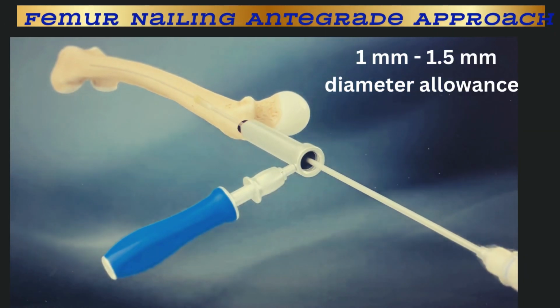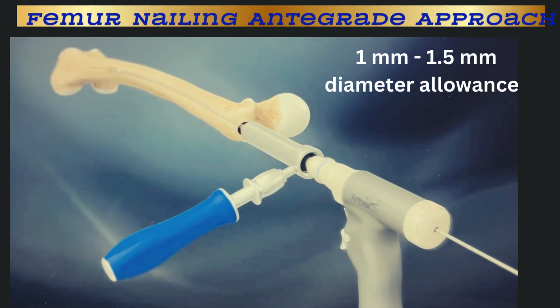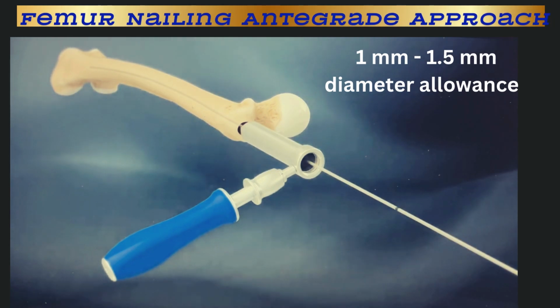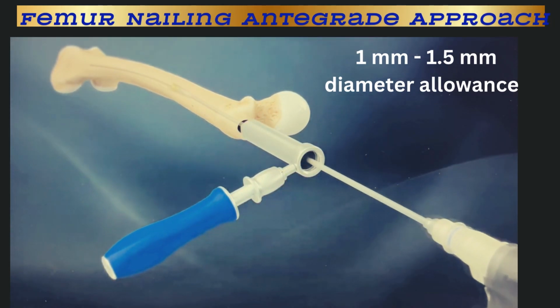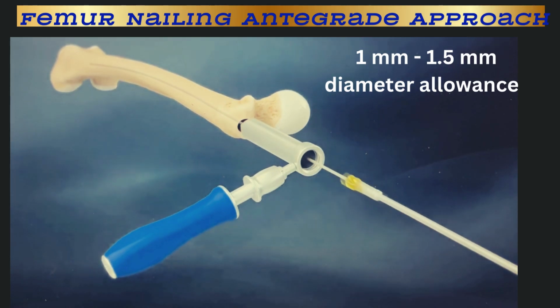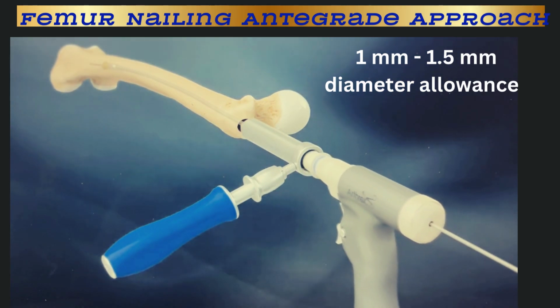After obtaining the proper nail length, begin reaming with the 8 mm end cutting reamer. Sequentially ream until cortical chatter is achieved. Ream 1 mm to 1.5 mm over the desired nail diameter.